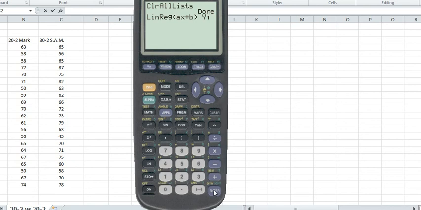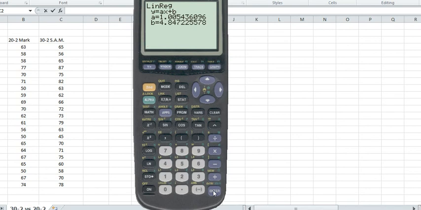So what you're telling the calculator is to run a linear regression. In other words, I think my data should be a straight line, because when we look at the points, it's a straight line. Run a linear regression and take the resulting equation and put it into y1, so when I hit graph, it'll show it. So we hit enter. It runs the regression. This is the equation we get.